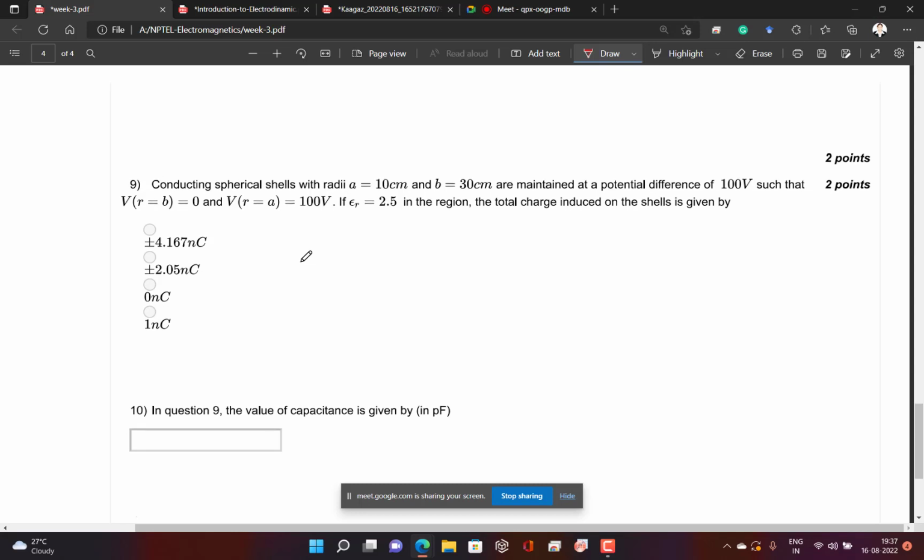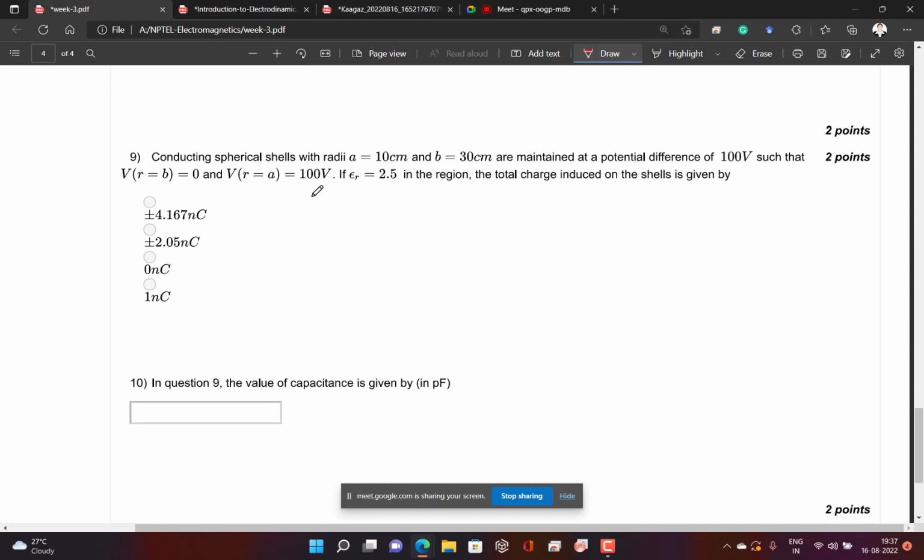Okay, so question number 9. Conducting spherical shells with radii a equal to 10 centimeters and b equal to 30 centimeters are maintained at a potential difference of 100 volts such that V at r equal to b is 0, and V at r equal to a is 100 volts. That is the potential difference here. If epsilon r is equal to 2.5 in the region, the total charge induced on the shells is given by.